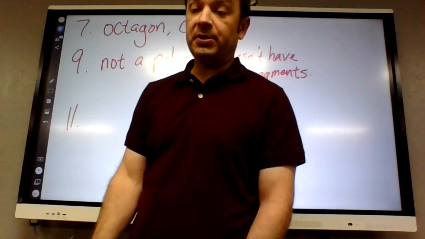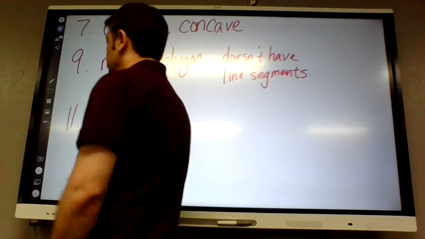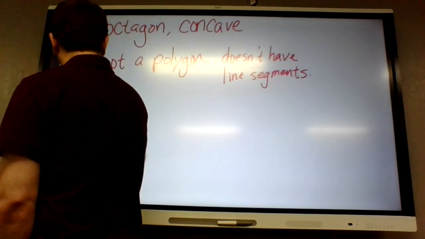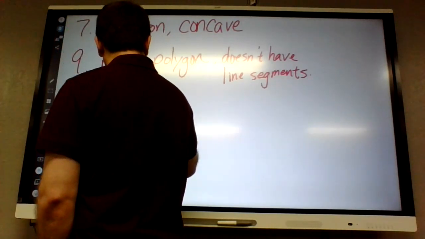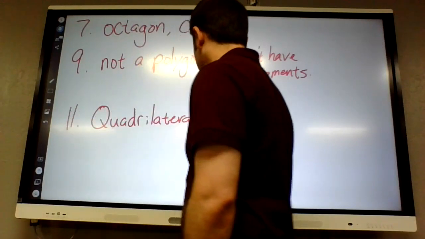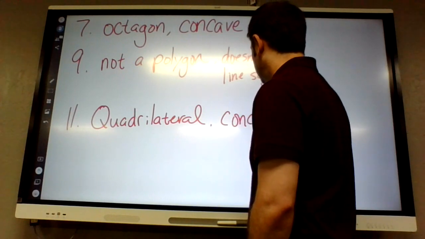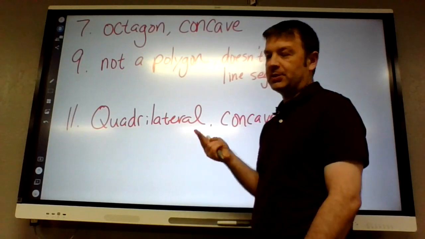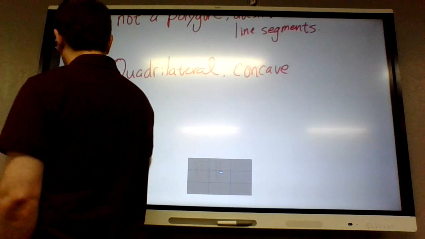Okay, number 11. How many sides does that one have? So it's called a quadrilateral. Concave or convex? Concave. So it has to be closed, it has to be line segments, it can't cross itself. Alright, number 13.